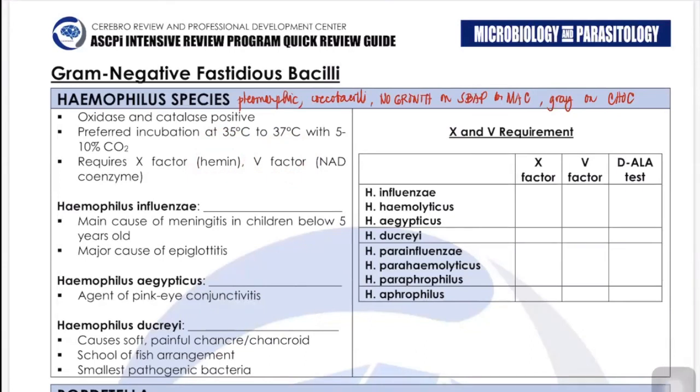So ano yung mga organisms na ito? So they are exhibiting satellitism, okay, around S. aureus. Okay? They could also exhibit that around S. pneumoniae. Okay? And around Neisseria. Okay? Again, the satellitism is a clue that the organism is requiring V factor. Okay? So, we have 3 organisms to emphasize here.